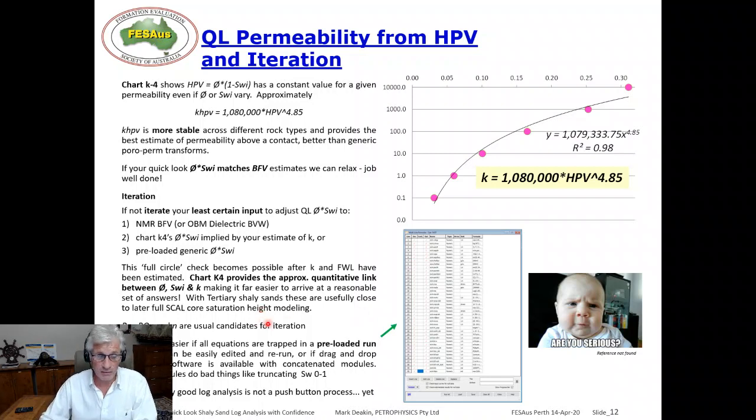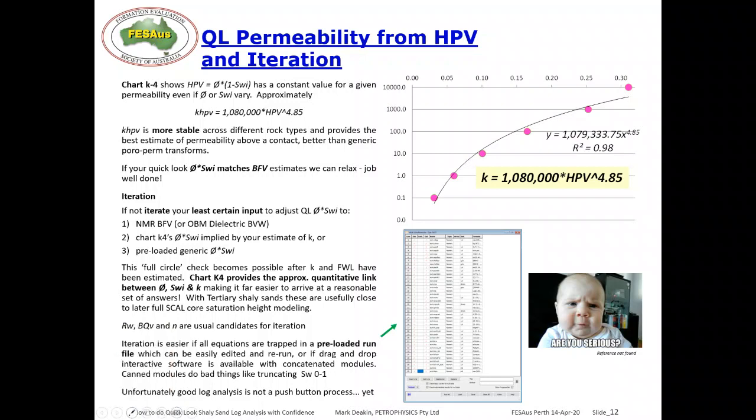Don't forget that Schlumberger's M equals 2, N equals 2 is a worse fit than that, and yet we use that all the time. RW, BQV, and N are usual candidates for iteration. That means the ones you want to worry about are these ones, RW, BQV, and N. Maybe those are the ones you want to fiddle around with to get the matches in this iteration process.